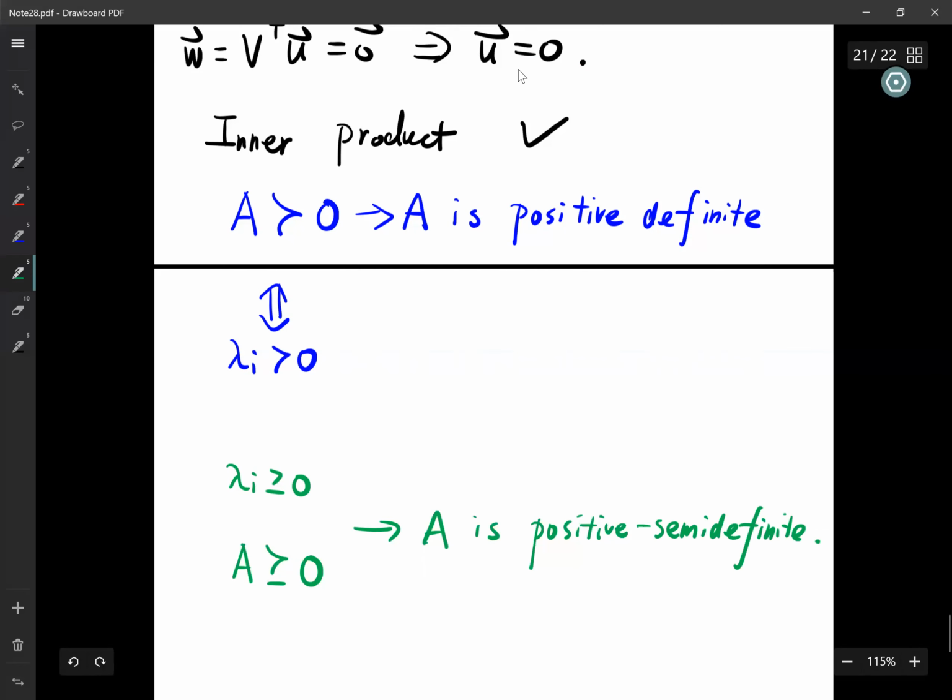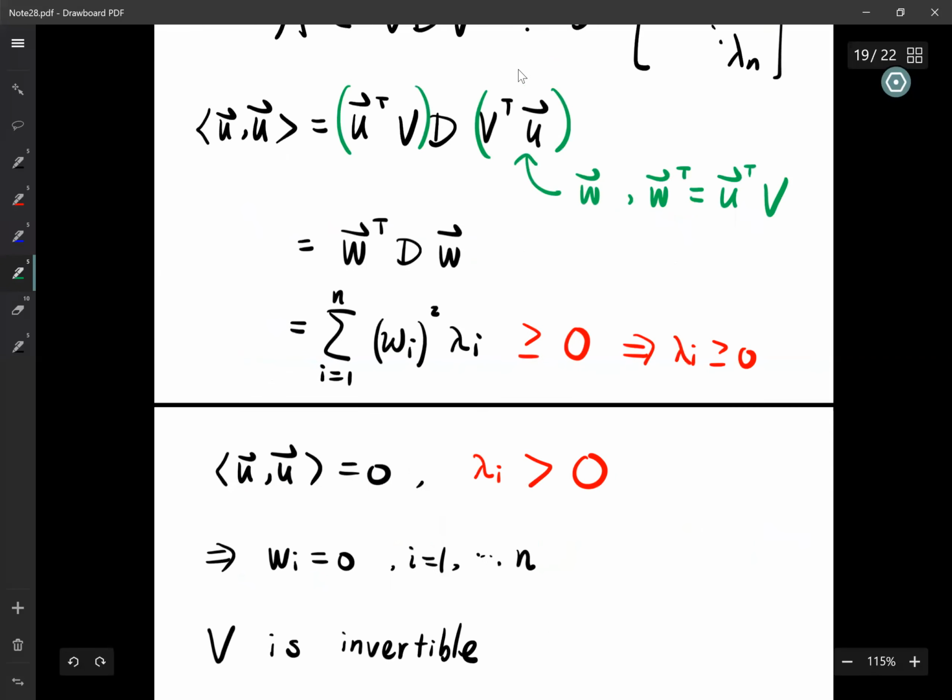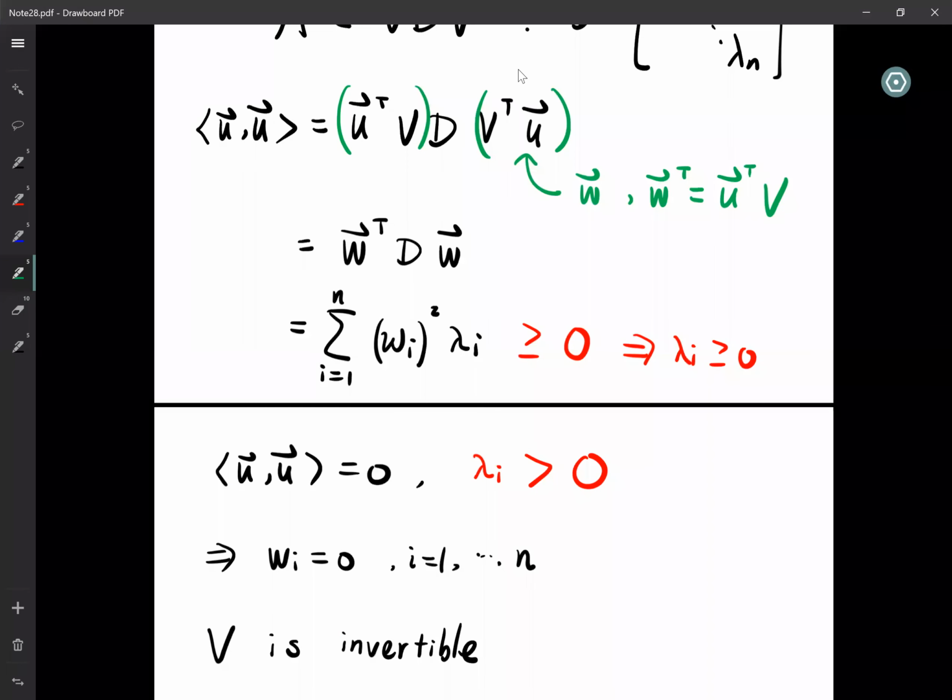Professor, why does the eigenvalue have to be positive? This is what we explained there. If one of them is not positive, let's say it is 0, then you won't have u equal to 0 when the length is equal to 0. Because I can just make, let's say, lambda 1 equal 0, and all I need to do is make u1 non-zero, which gives a non-zero vector, but its inner product with itself remains 0. Any other question?